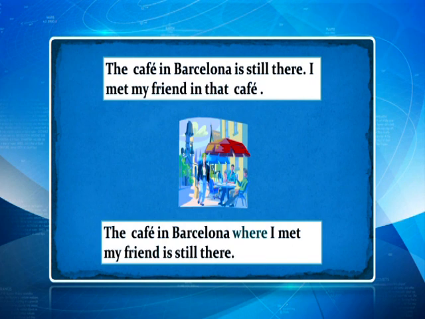So we are dealing with a location, a place. A cafe which is in the city of Barcelona is the place where I met my friend. And of course the cafe is still there. It is still functioning, people still come to it. So of course the key word here is where.